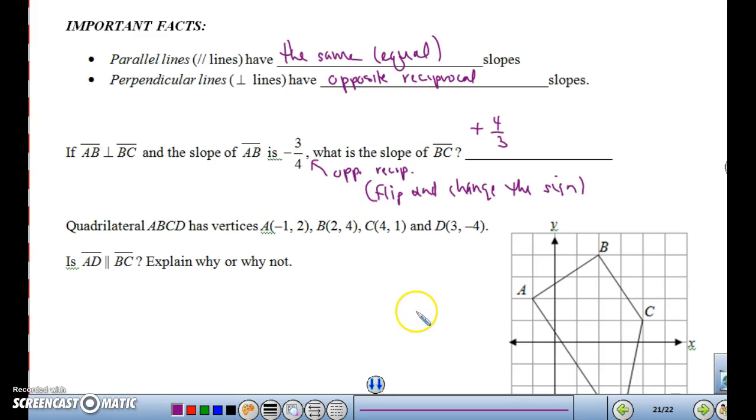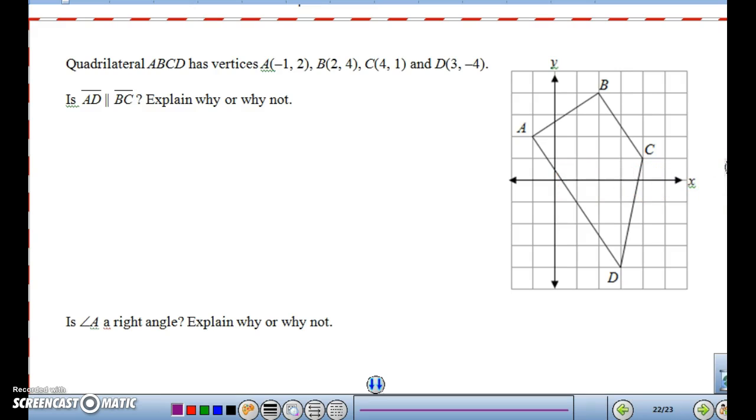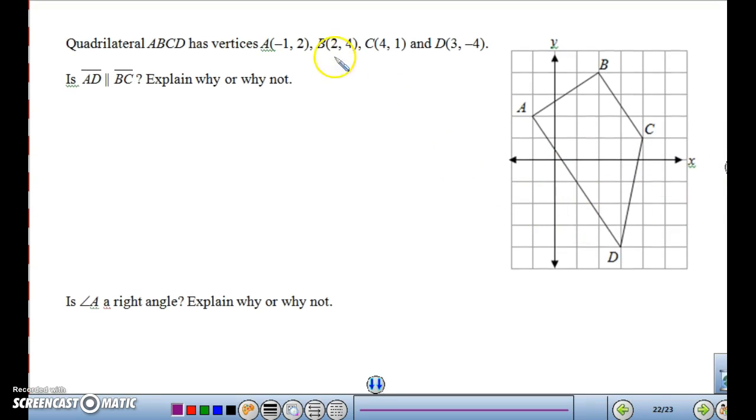So what we're going to do is apply this reasoning to figure out some problems. So let's try an example. We have quadrilateral ABCD that has vertices at A, B, C, and D listed here. And we want to know if line AD, which is this line right here, is parallel to line BC. Now, you don't want to say, yeah, it must be because they look like they are. No. It says explain why or why not.